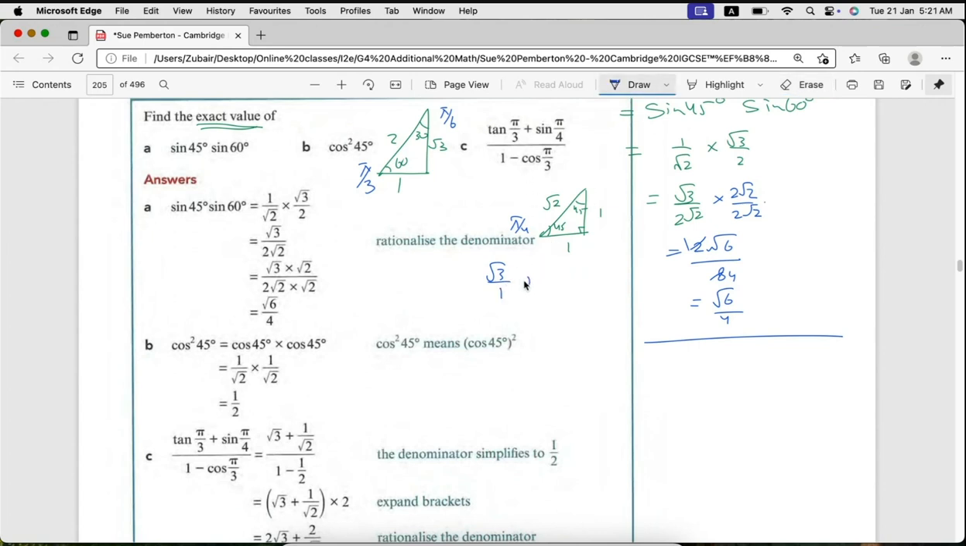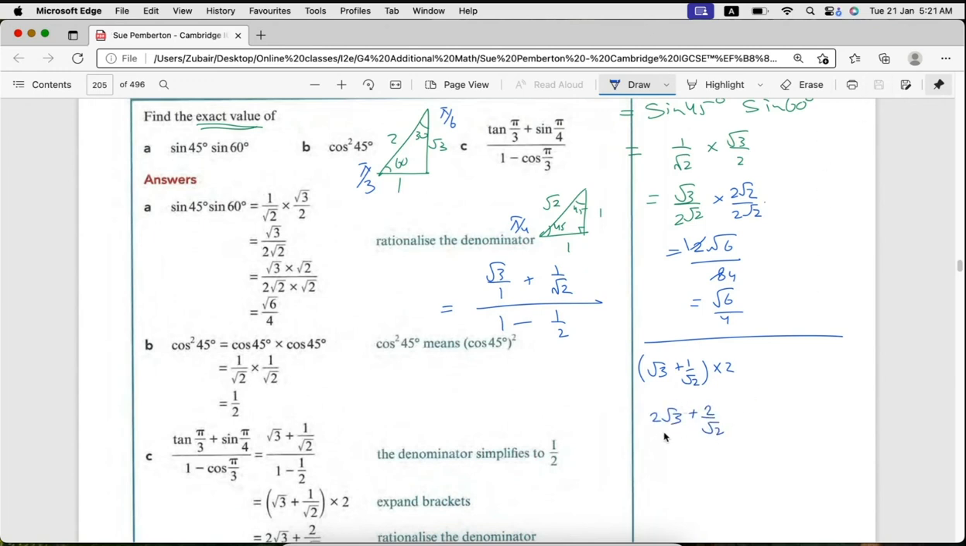Tan 60 plus sine pi by 4, which is sine 45, 1 by square root 2, divided by 1 minus cos pi by 3, which is again 60, so that is 1 by 2. And we could simplify this. The numerator is square root 3 plus 1 over square root 2, and the denominator is 1 by 2. It goes up, multiplies by 2. So 2 square root 3 plus 2 over square root 2.